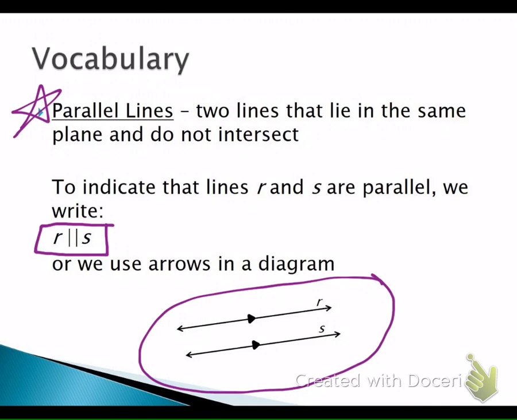So parallel lines never intersect, but they do lie in the same plane. I always think of parallel lines like the side of a train track, right? It just keeps going and going and going. Bold arrows.